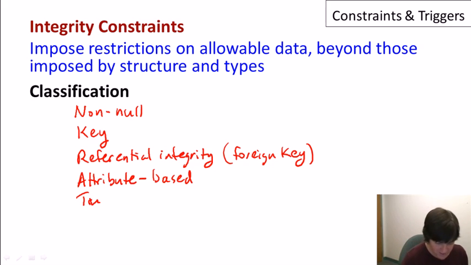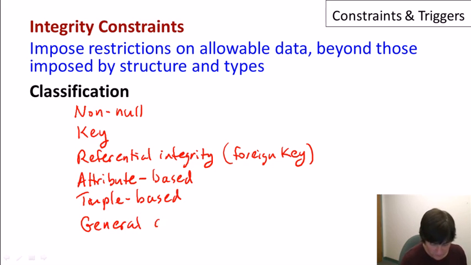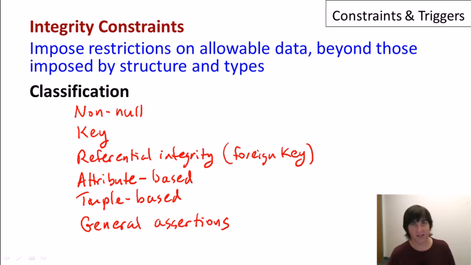A similar type of constraint is a tuple-based constraint, but it's associated with each tuple, so it can constrain how the values in a tuple, but in different attributes, relate to each other. And finally, there's a notion called general assertions, where we can pretty much use the entire SQL query language to specify constraints over the database, across tables and within tables.